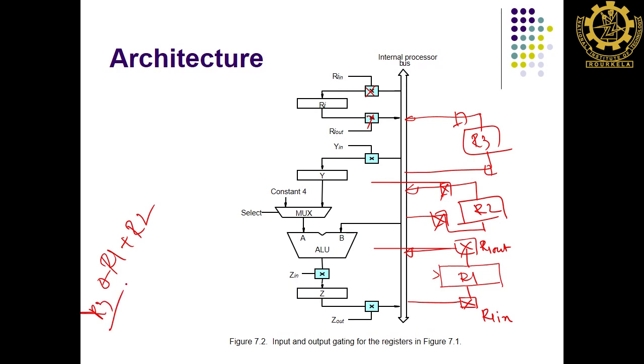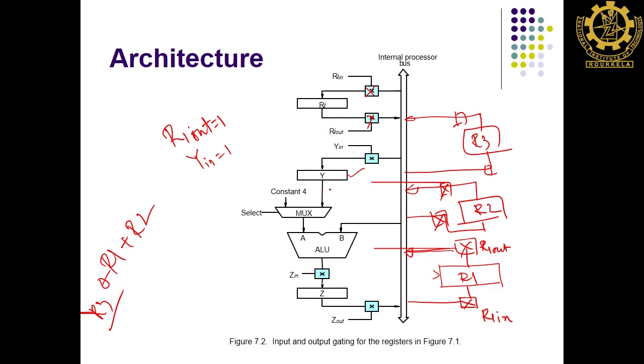So, content of R1: first, what do you do? R1 out should be on. Then what will happen? Whatever the result of R1, it will be on the internal bus. Then we put Y in enable, so Y in equals 1. Then the value will come here; the Y register value will come.